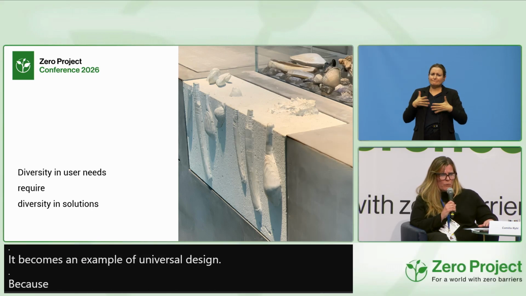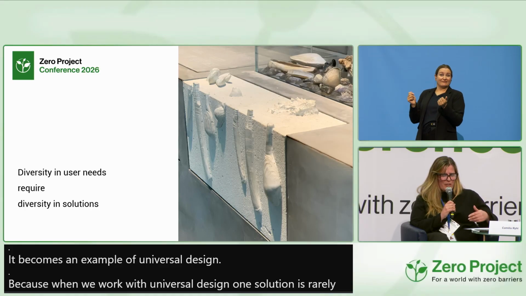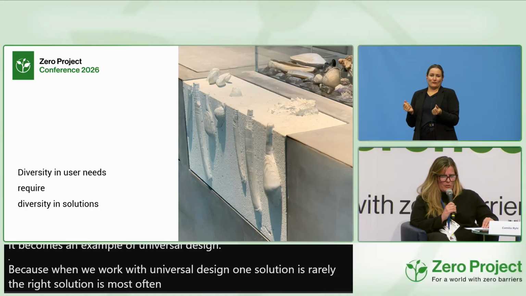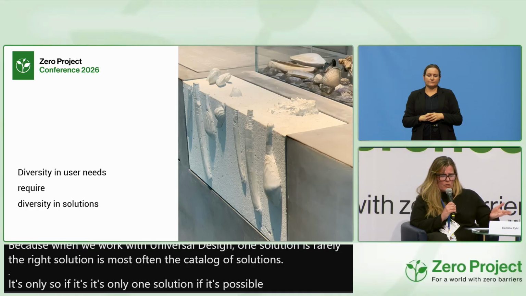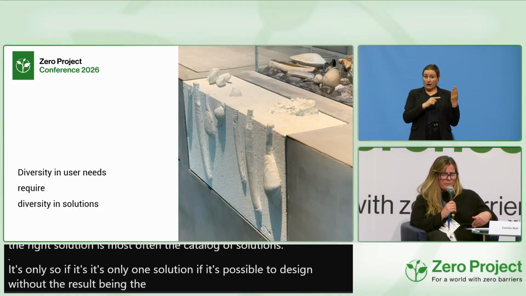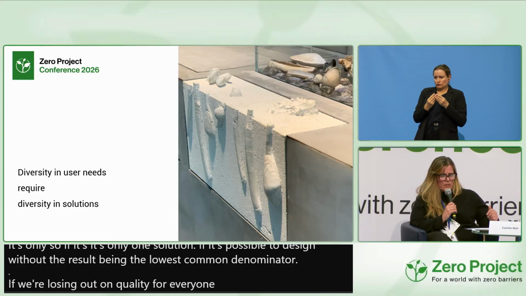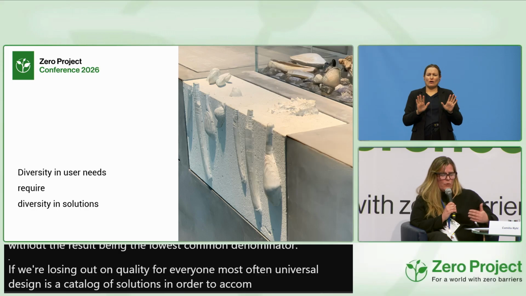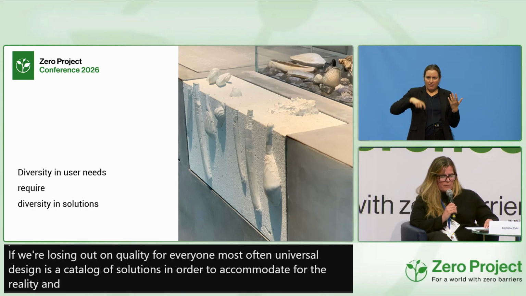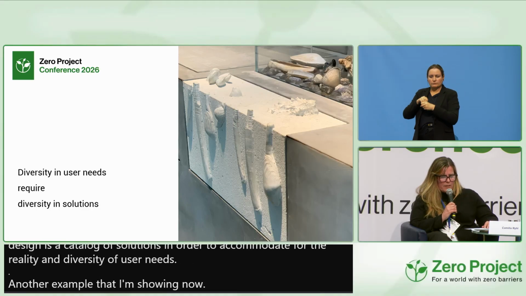Because when we work with universal design, one solution is rarely the right solution. It's most often a catalog of solutions. It's only one solution if it's possible to design without the result being the lowest common denominator, if we're losing out on quality for everyone. Most often, universal design is a catalog of solutions in order to accommodate the reality and diversity of user needs. Another example that I'm showing now is an urban scale.